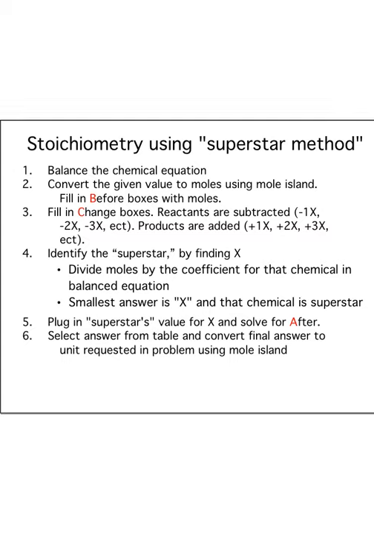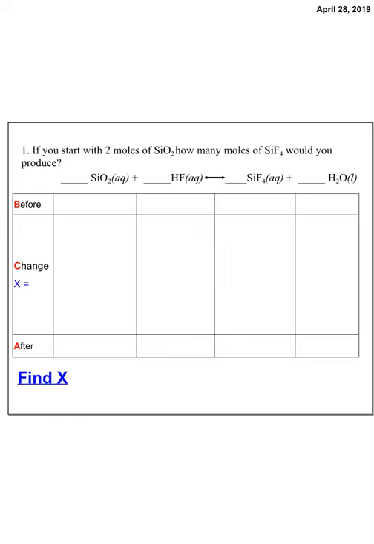Okay, then we plug in that superstar's value for x, and it's all about the superstar. And we're going to solve for our after. And remember, the B box, the before, plus the change equals the after. Sometimes it's minus C, right? Because sometimes we have the negatives. But plus a negative, you're going to get the same thing. Okay, and then if they want the answer in moles, you're good right there. But if they want something different, then you're going to have to convert from moles to grams or whatever they're asking for. All right, here's our first problem.